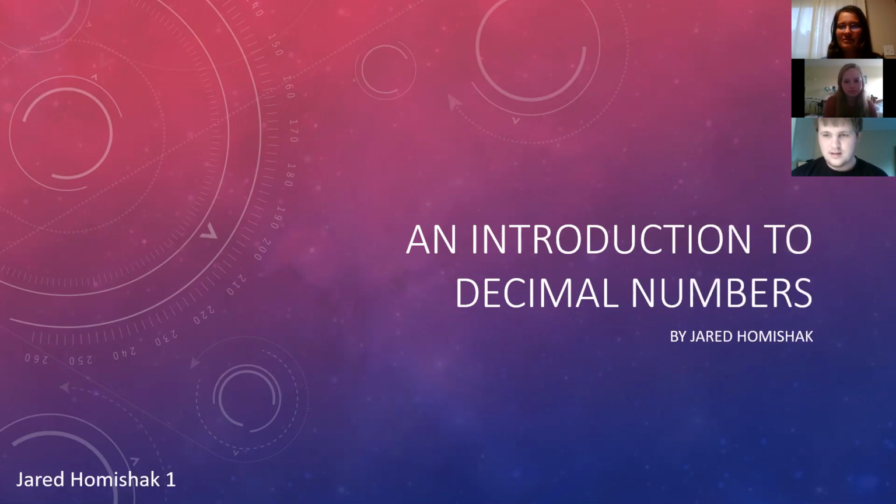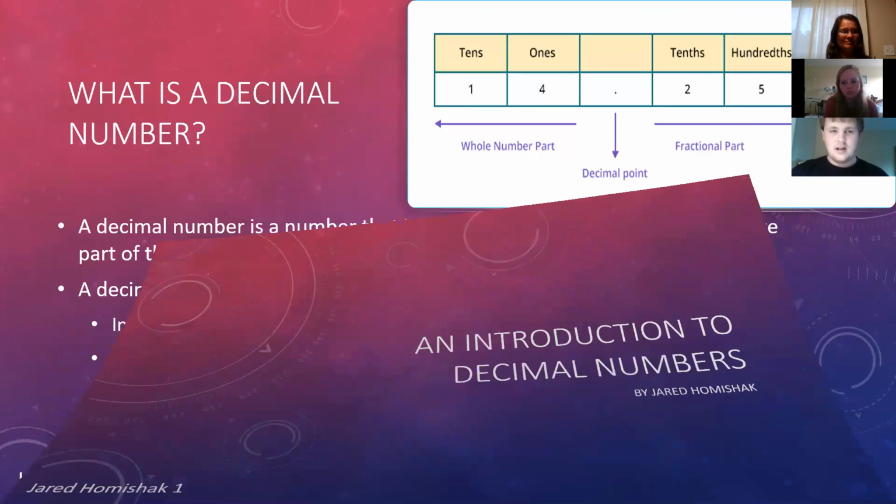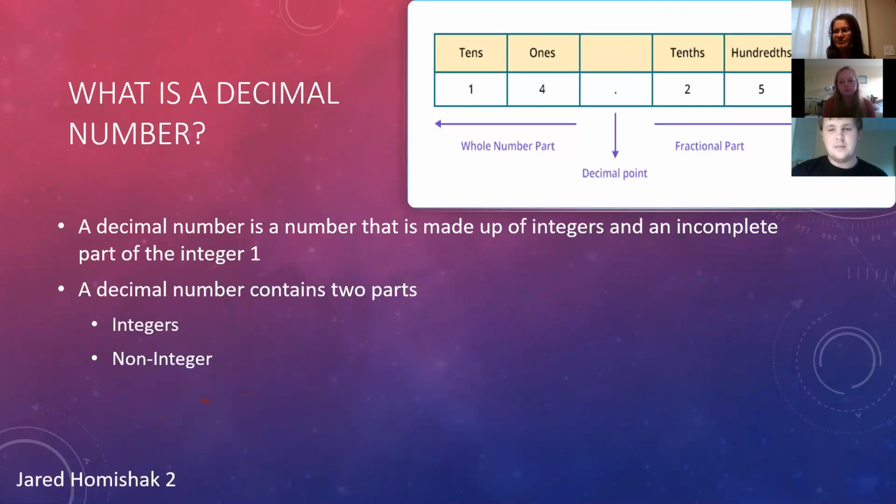Jared, I have a question. Go for it. What is a decimal number? I'm glad you asked. A decimal number is primarily a number that is made up of integers and an incomplete integer that is part of the integer 1 in the ones place.